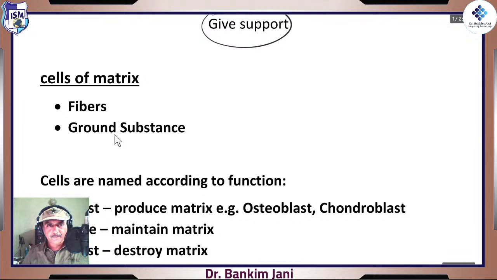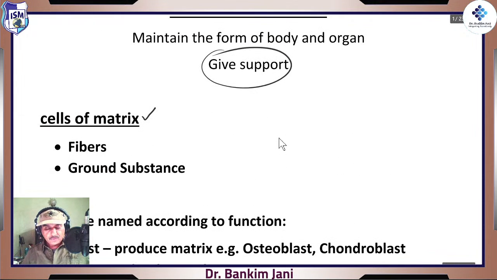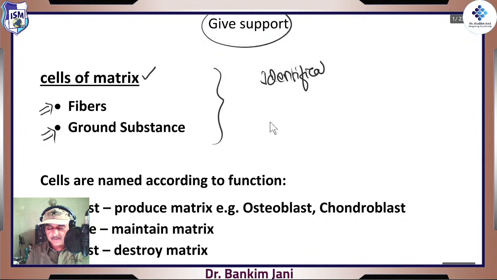Say cells of matrix we see, then we see what are the names which are very useful when we'll be talking about some descriptions, right? So let's start with this connective tissue. These are the cells of matrix. You will come across fibers and you will come across ground substance. These are the two basic components, fibers and ground substance. This will also give a very important clue for identification, because everything is completely unique in this case, right? You will find it very interesting.